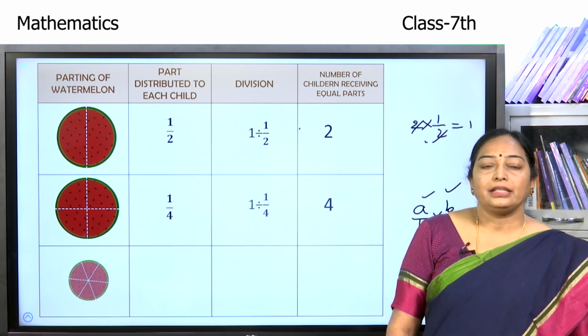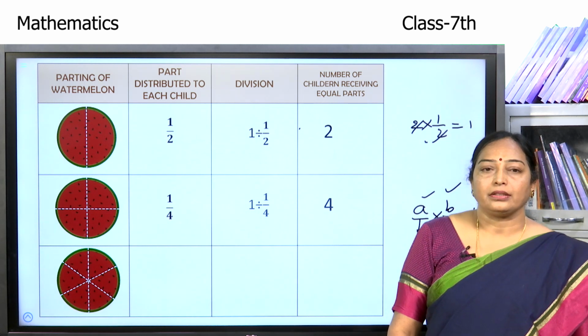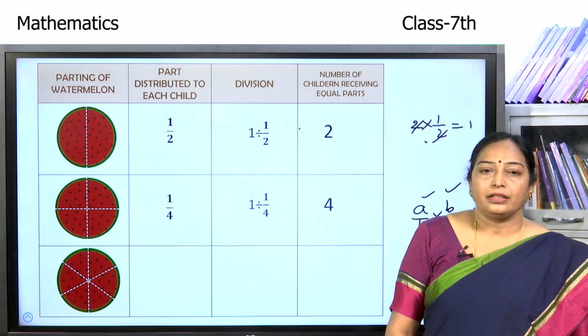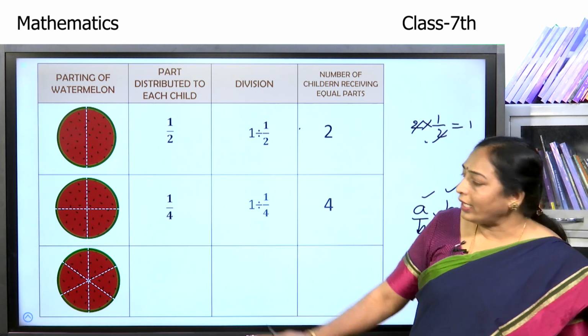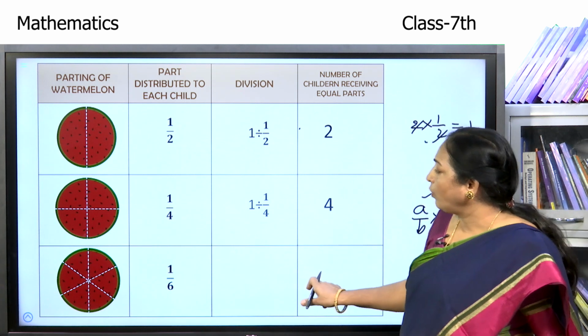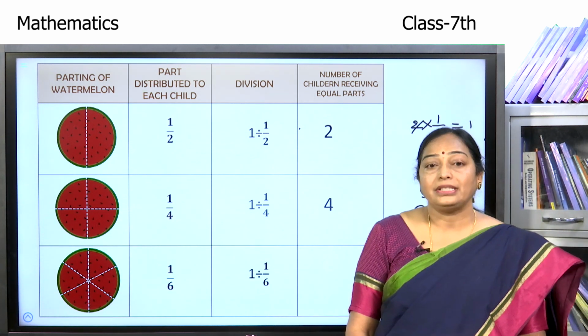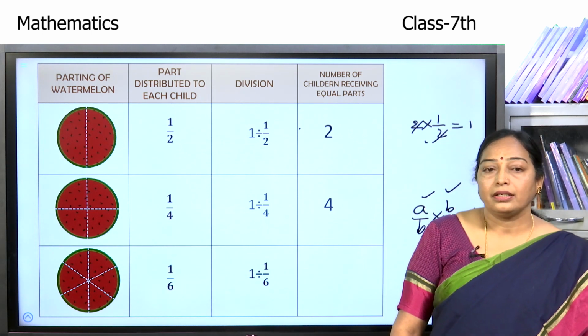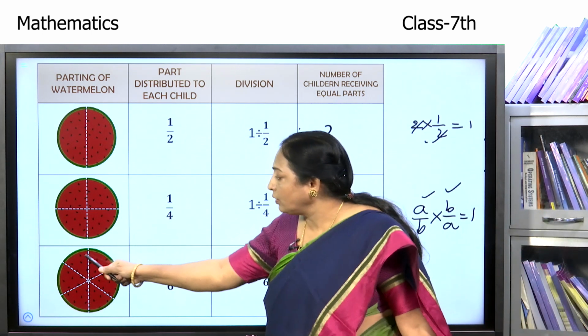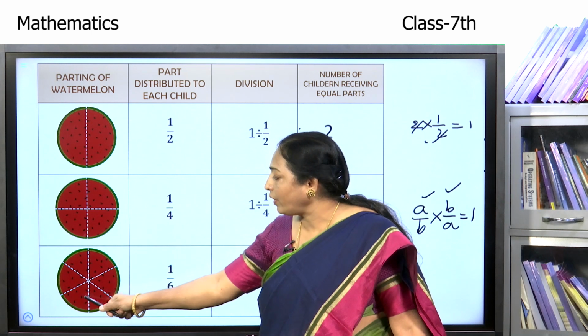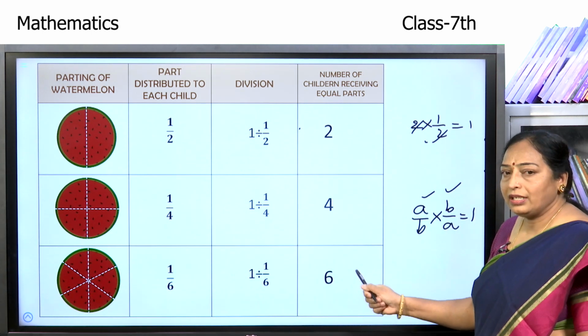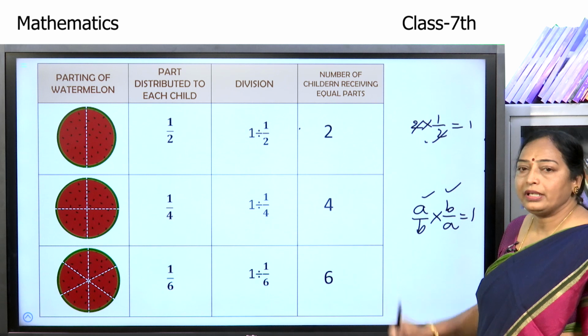If the watermelon is divided into 1/6 parts, each child gets 1/6 part. Divide the whole watermelon by 1/6. How many children will get a 1/6 part equally? 1, 2, 3, 4, 5, 6. 6 children will get a 1 by 6th part equally.